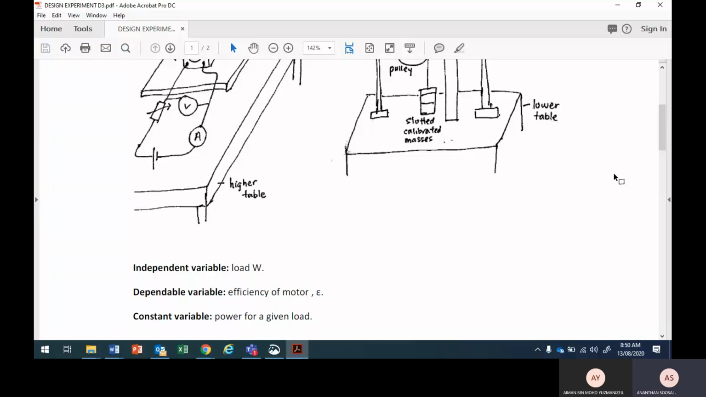Okay, now write the method. You can start with set up the apparatus as shown above. Then you give detail about the measurement. What instrument measures what? How do you calculate the input power? Explain the method. How do you calculate the output power?